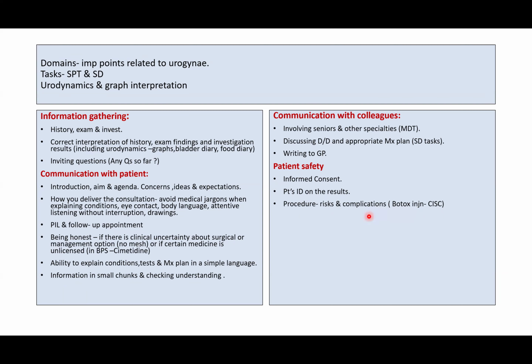Also telling the patient that the procedure may fail, or if we have done the surgery for prolapse or incontinence, then telling the patient about the risk of recurrence is also patient safety. Before any procedure, rule out any contraindication. For example, in urodynamic studies, if the patient is having UTI, that is a relative contraindication. So first we have to treat the UTI, only then the patient can have the urodynamics. Okay.